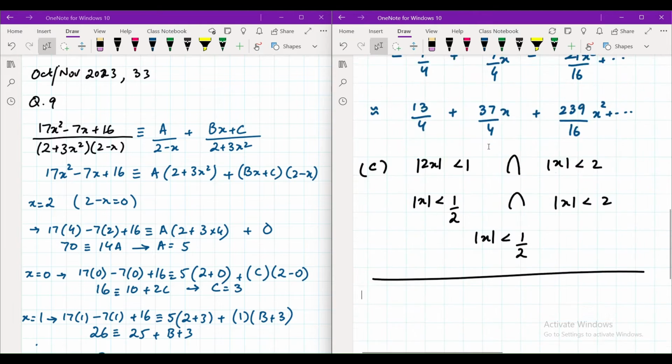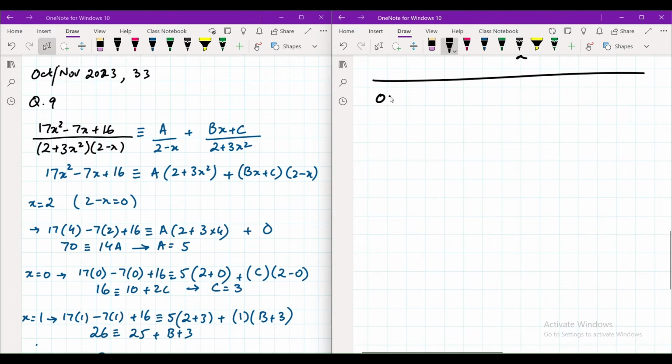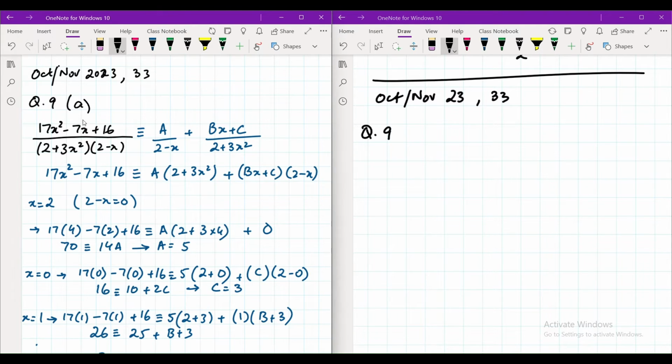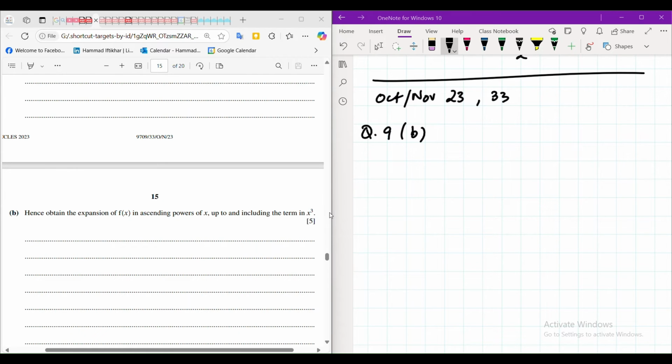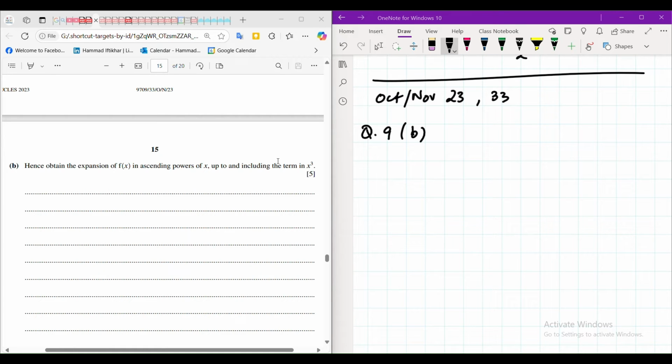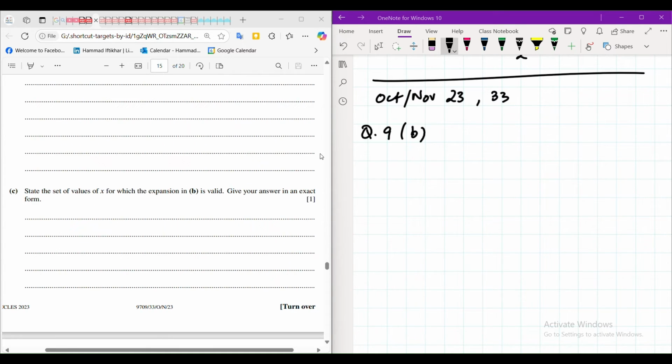Right. So that's the full question. Now, moving on to the October, November 2023, Variant 33, question number 9. This was part A, partial fractions. Now we're going to do the part B and the C. So in this question, we have to go up till x cubed. So the B and C parts are the same. We need to obtain the expansion up till the x cubed terms, and we need to give the range of values of x for where the expansion is valid, in the exact form.